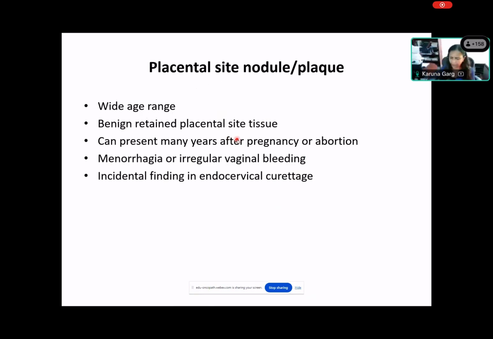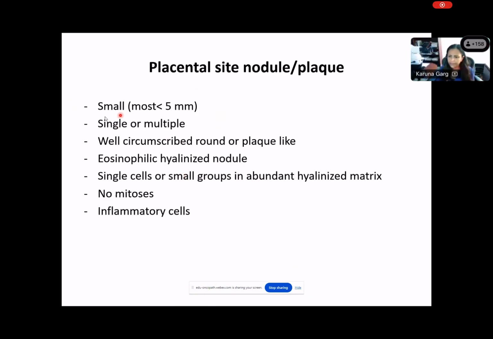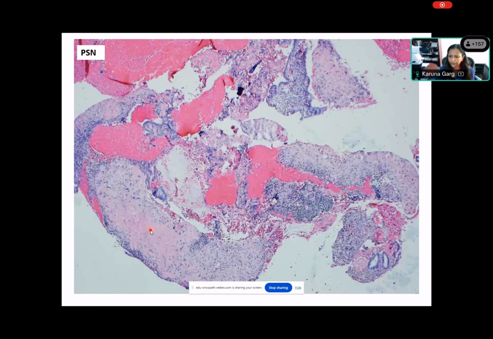Often you see it, in our experience, it's almost always an incidental finding. Sometimes it causes bleeding and you may see it in that context. Remember, you can see a placental site nodule many, many years after a pregnancy. So it could be like 20 years later or something like that. These are small, they are well circumscribed, they have a lot of eosinophilic material, and you get these single cells or small groups of cells, no mitoses, and you can see inflammation. So this is very characteristic of a placental site nodule.